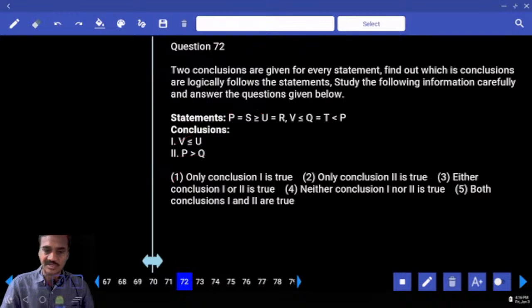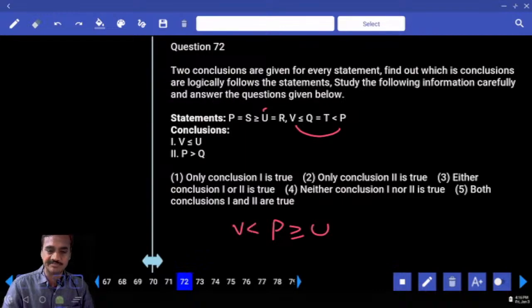Then 72, the relation between V and U. Now, U is here and V is here. Which element is common? Now, P is common. P greater than or equals to U. And at the same time from here, V less than P. V less than P and P greater than U. Opposite symbol, no relation. And at the same time, V and P, are they equal to each other?